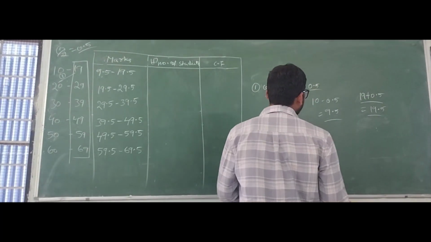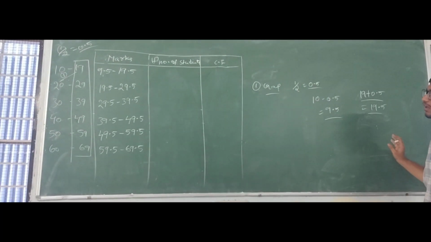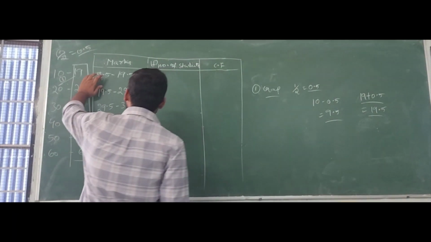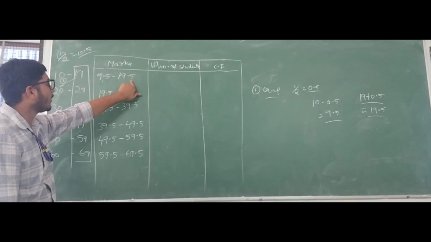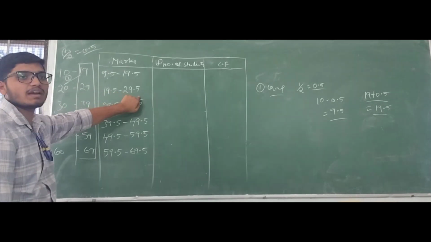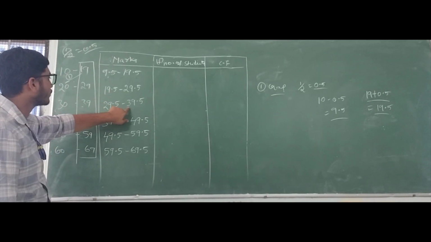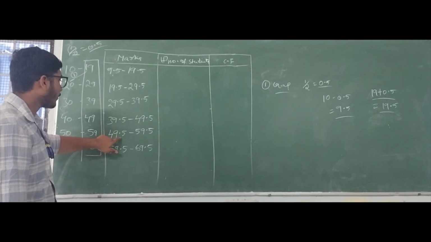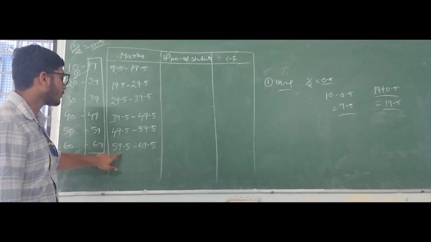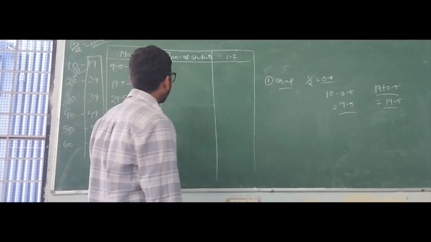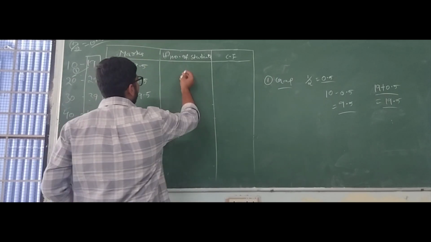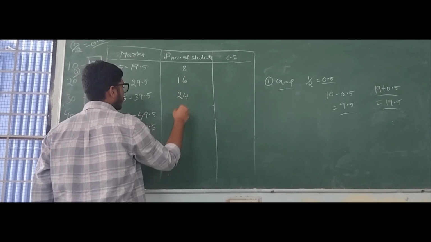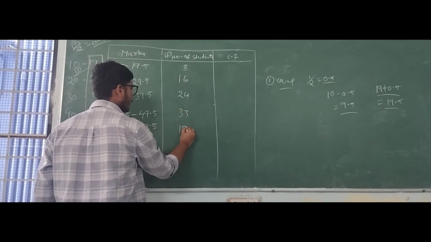Now on this basis we should write the class intervals like this: 9.5 to 19.5, 19.5 to 29.5, 29.5 to 39.5, 39.5 to 49.5, 49.5 to 59.5, 59.5 to 69.5. Let us write the frequencies: 8, 16, 24, 33, 12, 5.